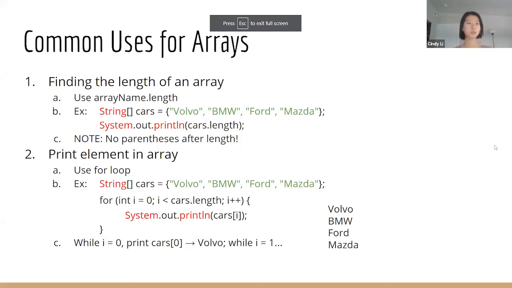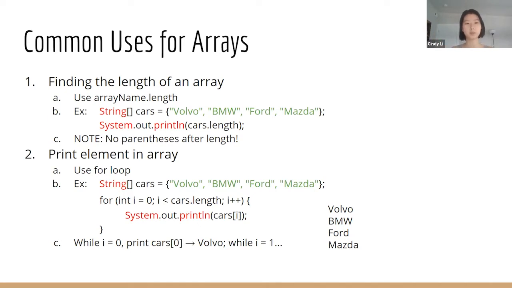Okay, now we're going to talk about some common uses for arrays. I'm not going to go from most common to least common. I'm just going to start from the most basic, and the most basic is how to find the length of an array. Sometimes you might be given an array that's very, very long, and you don't have the time to count through all the elements, or all the commas. You can use array name.length, and that automatically gives you the length of the array.